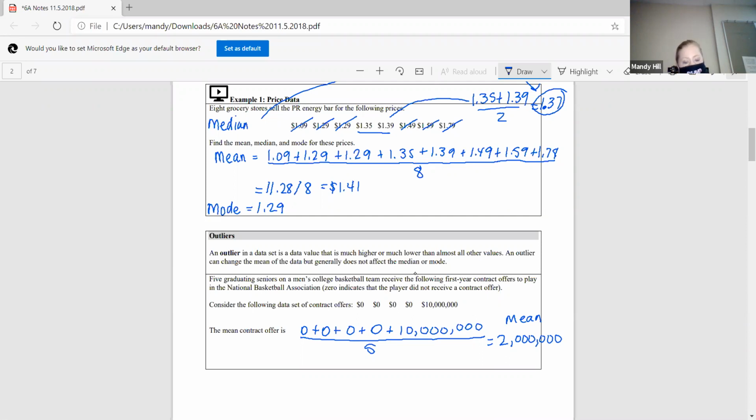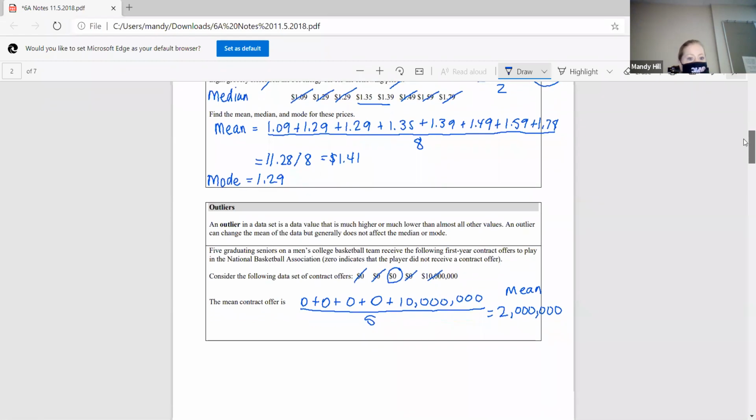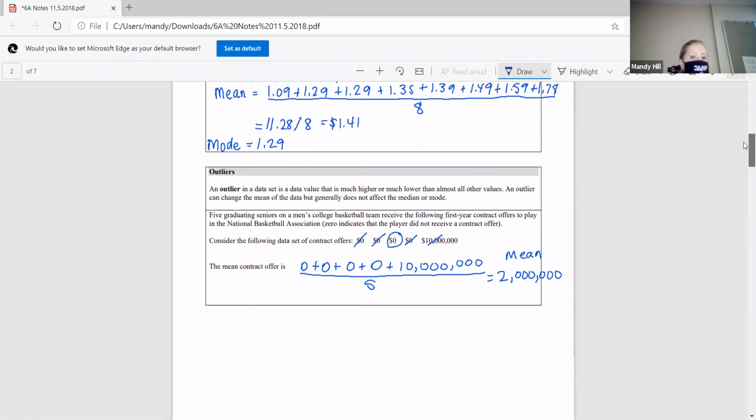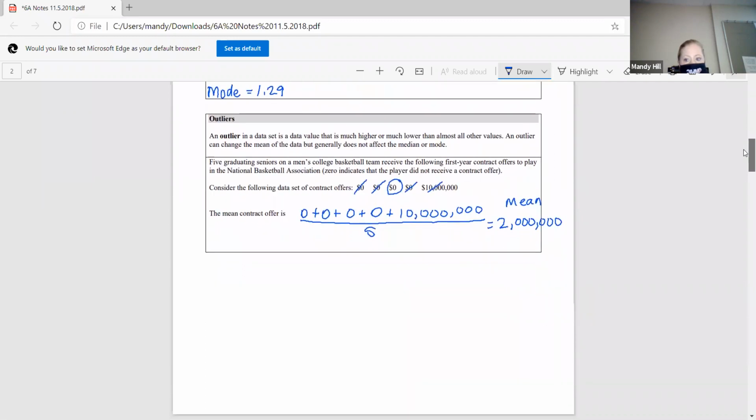What would be the median on this one? So if we're looking at numbers in the middle, right? 0. Actually, the median is not a bad way to talk about this because that's what happened to most people. They didn't get a contract. The mode would also be 0 because 0 is what's listed the most, right? So you kind of have to look at your data set to determine what is the best thing for this data set. And that second project has a lot to do with this stuff.